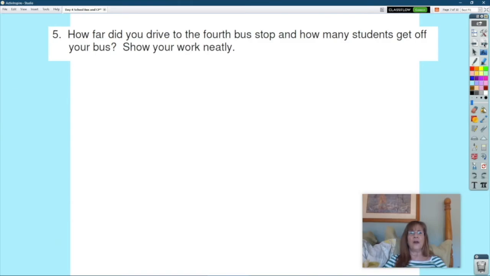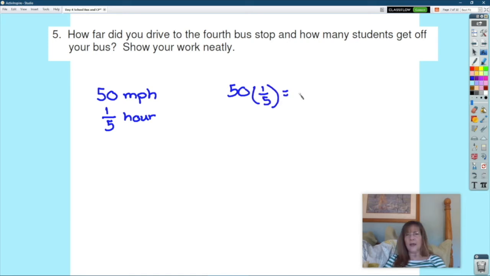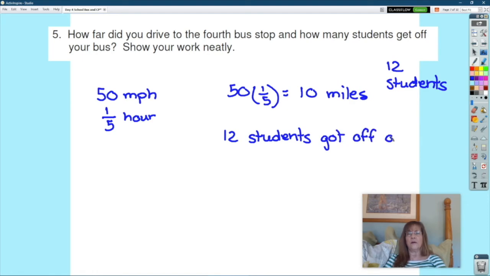How far did you drive to the fourth bus stop? And how many students get off your bus? So we went 50 miles per hour for 1/5 of an hour. And when we multiply that, we get 10 miles. So we only drove 10 miles to the last stop. And as you recall, we had 12 students from the last bus stop left on the bus. So unless the students are going to go home with you, 12 students got off of the bus.